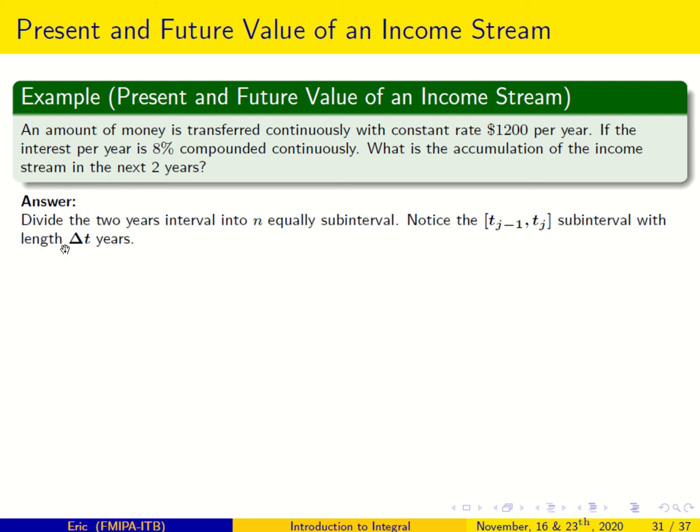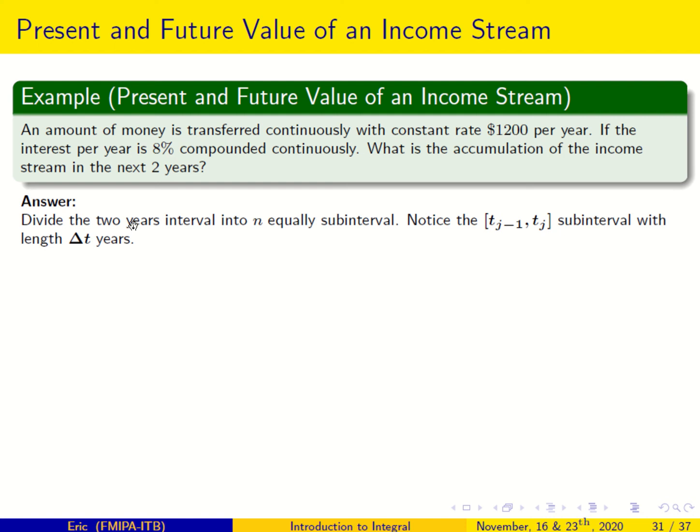Okay, yeah. So first of all, divide. Don't forget it is transferred continuously. So in total, in a year, you have 1,200. But what about in one day? Yeah, I don't know, but it is continuously transferred until 1 year you have 1,200.